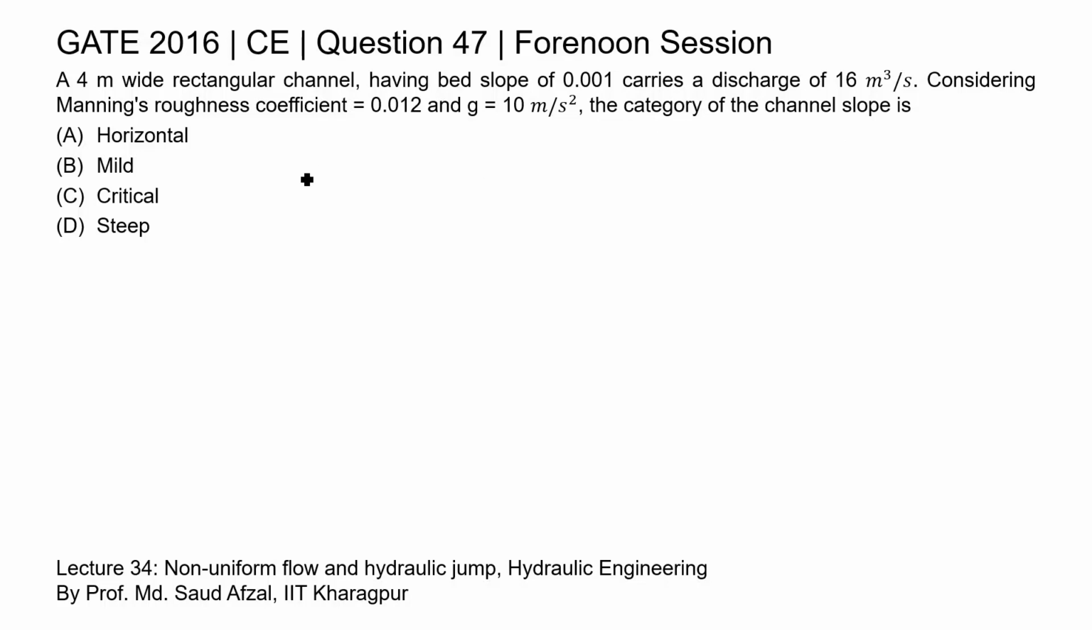So in this question, for a 4 meter wide rectangular channel, the bed slope, the discharge and Manning roughness coefficient are given. We need to define the category of the channel slope. This question is from the topic of open channel flow. You may study about the classification of the channel slope and different categories of the channel slope in detail by watching lecture 34, non-uniform flow and hydraulic jump, hydraulic engineering by Professor Mohammad Saud Afzal, IIT Kharagpur.